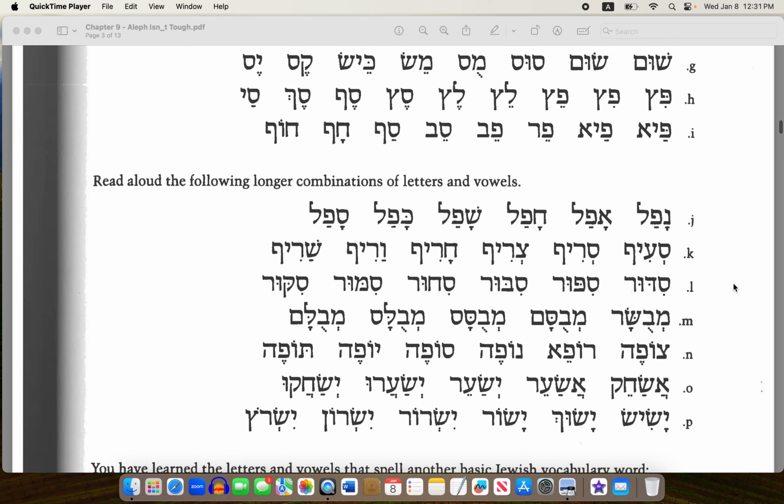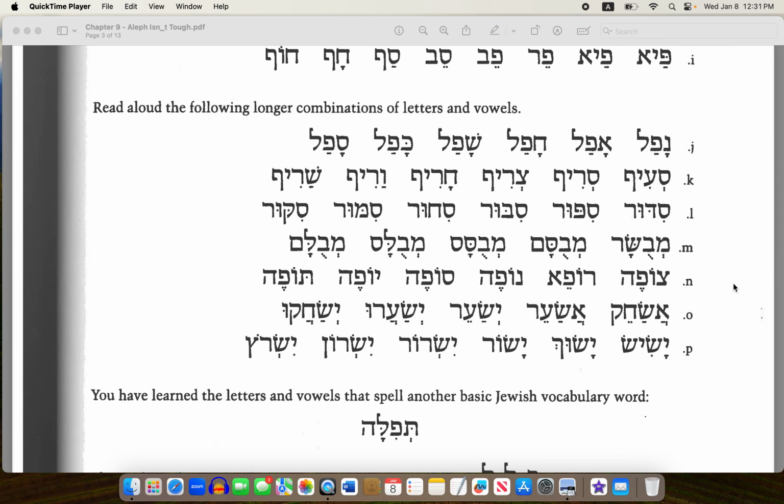A few more syllables for us. Line J, nafal, afal, chafal, shafal, kafal, safal. Line K, watching out for our final fe, just closing to the f sound at the end.